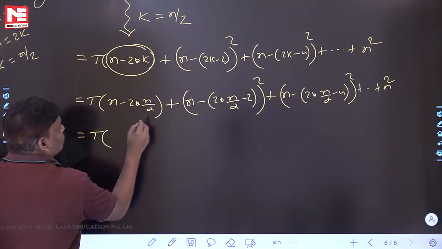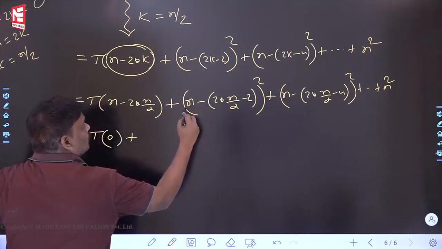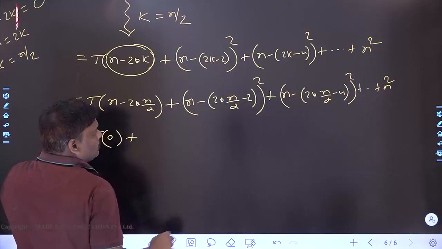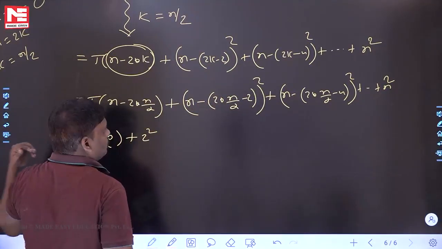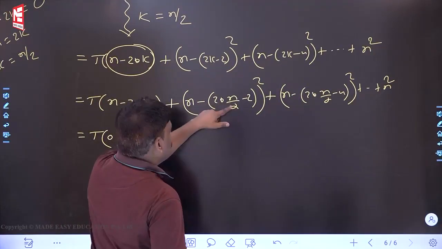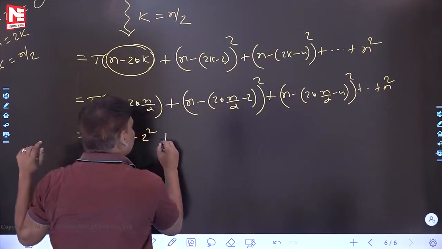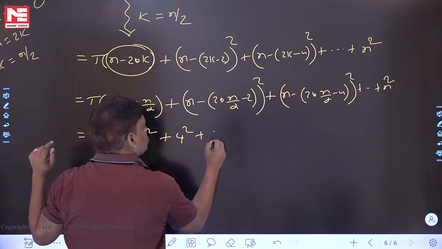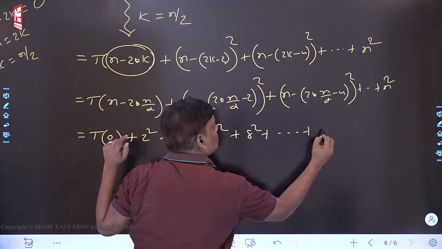This will become 2 cancel, n minus n is 0. Next one, 2 cancel, n minus n cancel. So what is the answer? It will become 2 square. See this one, 2 cancel, this will become minus n plus 2. N minus n cancel, plus 2 whole square, 2 square. Next one, 4 square. Next one, 6 square, because of the difference of 2, then 8 square, and so on. Lastly, what is the answer? N square.